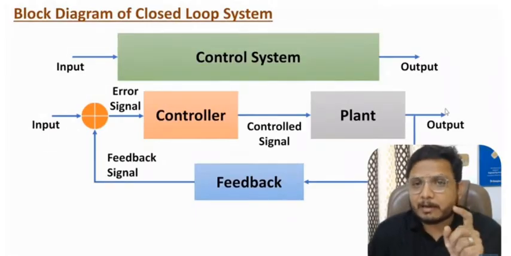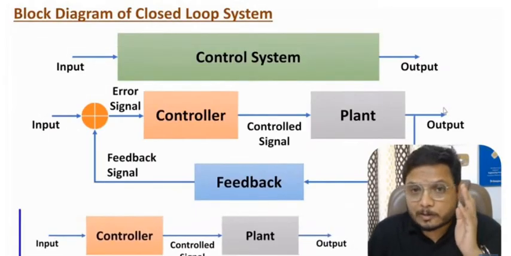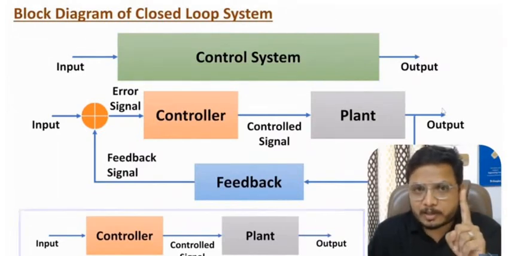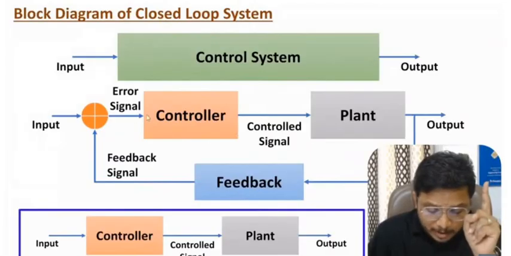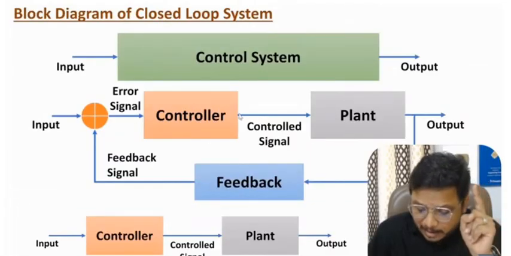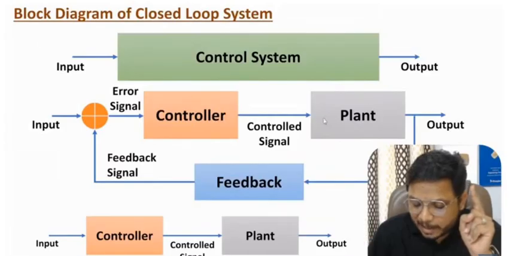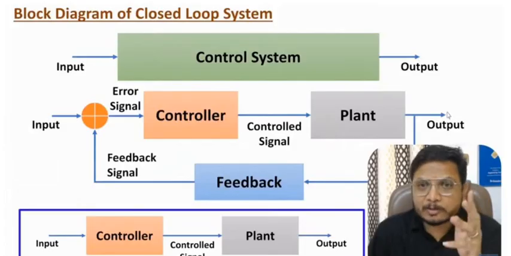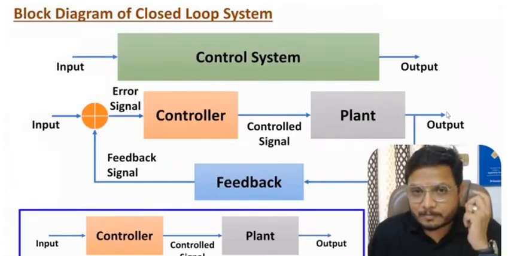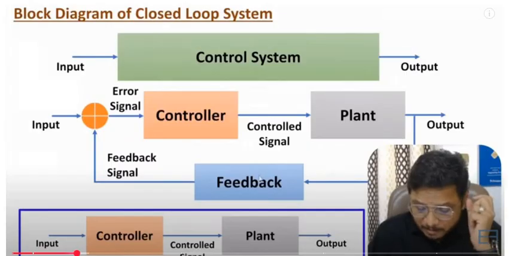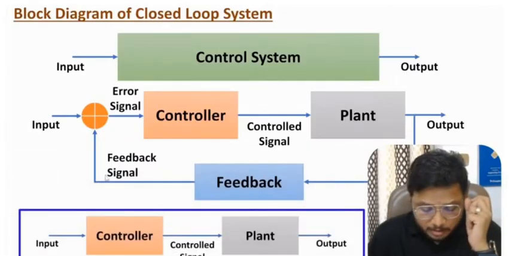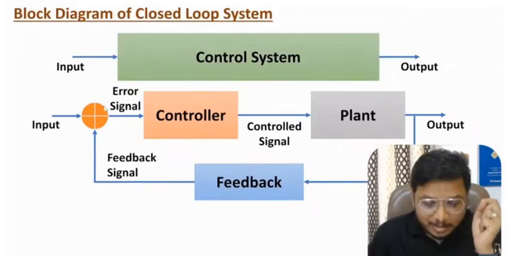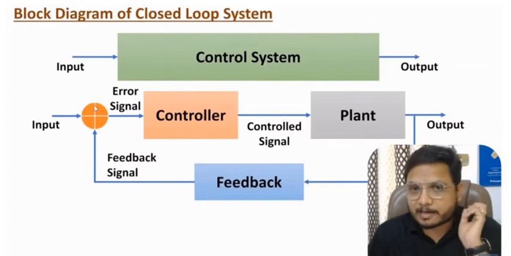Now let me compare the block diagram of the closed loop control system with the open loop control system. See, in the open loop control system, input was given to the controller and then the controlled signal was given to the plant and then we had the output. Here with the closed loop control system, we have two additional elements. First is this feedback that we take from the output, and second is this adder subtractor element.